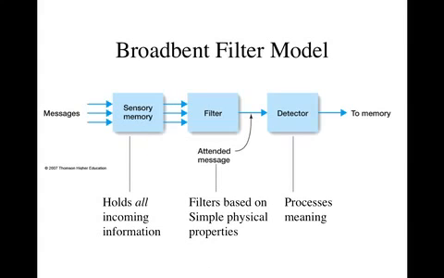And this brings us to the broadband filter model, which is an early filtering model of attention. The idea is that messages come into sensory memory, and then this filter filters out the information on the basis of simple physical properties. In the auditory domain, it could be things like pitch or location. So an important point is that sensory memory takes in a huge amount of information and then gets filtered and reduced to a smaller amount, and only that smaller amount ends up getting processed by the detector, which is what processes meaning.